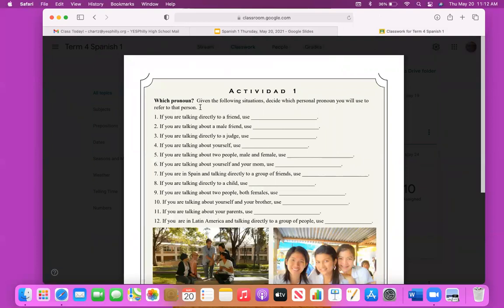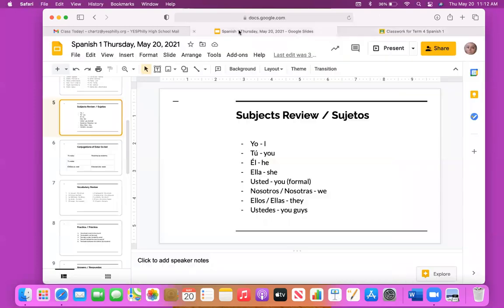So if you're talking to a friend, does anybody want to tell me what pronoun you'd use for that one? You would use tú, right? Tú, because you, and that's you informal. So when you're talking to a friend, you don't have to be formal. So tú would be your answer for that one.